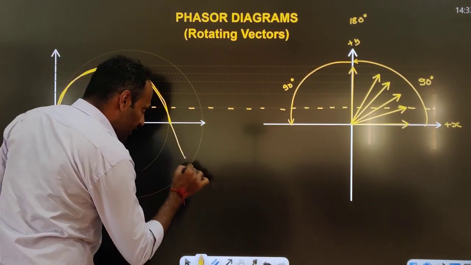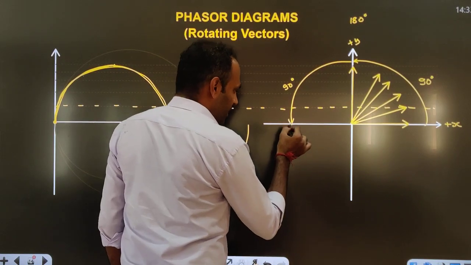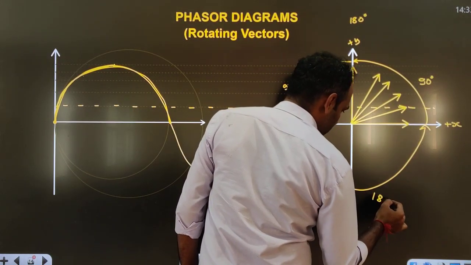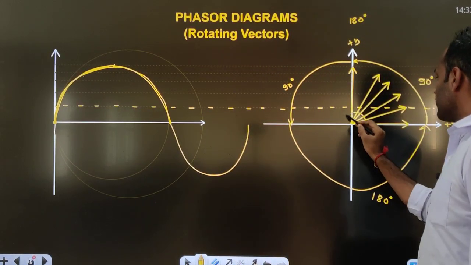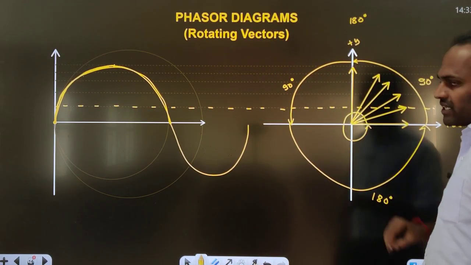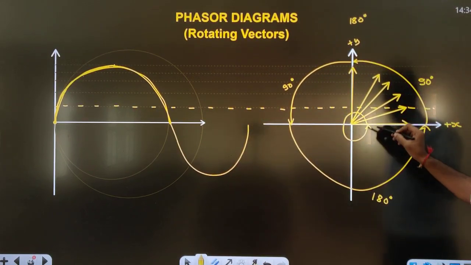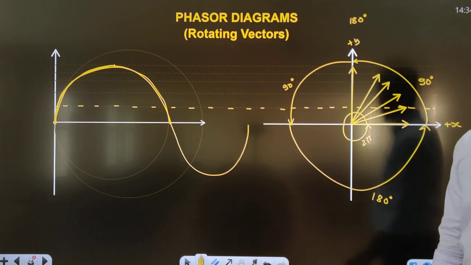For the next half cycle of AC to complete, this vector will rotate by one more 180 degrees. So one full rotation is complete. It started from the positive x-axis, and it has come back to the positive x-axis. So as one cycle of AC gets completed, the vector will rotate by an angle of 360 degrees.